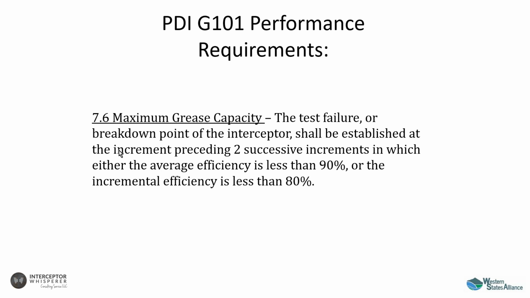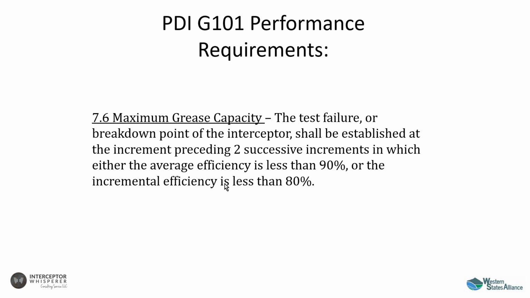Now, what's important about this is how to understand what this says about what performance should be, how performance should be decided. And notice that it says here that it shall be established at the increment preceding, which means one before, 2 successive increments in which either the average efficiency is less than 90%, or the incremental efficiency is less than 80%.